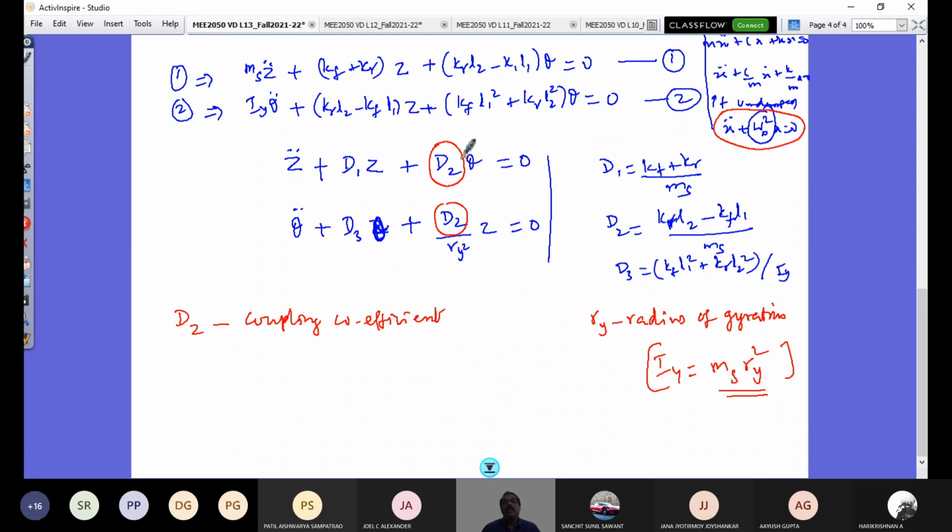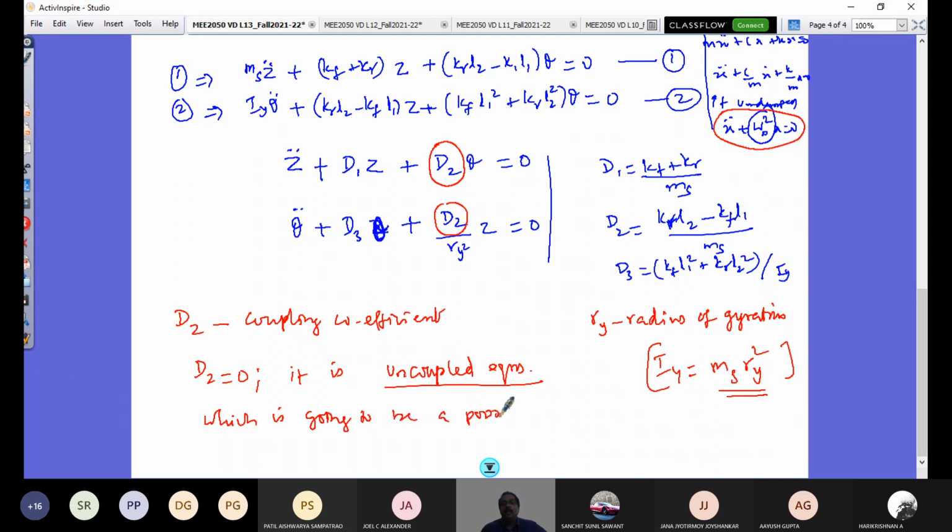See, if this coupling coefficient is not present, it is going to be an independent motion. What I mean by that is, if I apply a force at the CG location, it will only bounce. If I apply a moment, then it will only have pitch motion. And that is not preferred. Correct? If this D2 is 0, then it is an uncoupled equation, which is going to be a poor ride. So the ride condition is not good. So you require a coupling term.